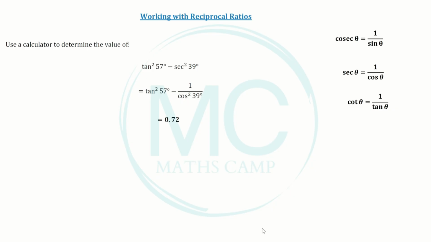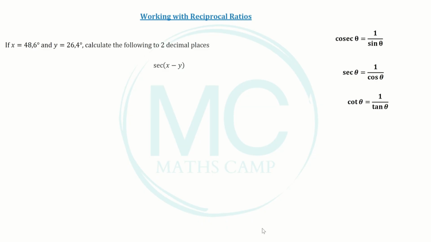Let's do one more example. If x is equal to 48,6 degrees and y is equal to 26,4 degrees, calculate the following to 2 decimal places. And we have sec of x minus y. The first step is to substitute 48,6 and 26,4 into our x and y values. So we can say sec, let's open our bracket, x is 48,6 degrees minus y, 26,4 degrees. And now we can close the bracket.